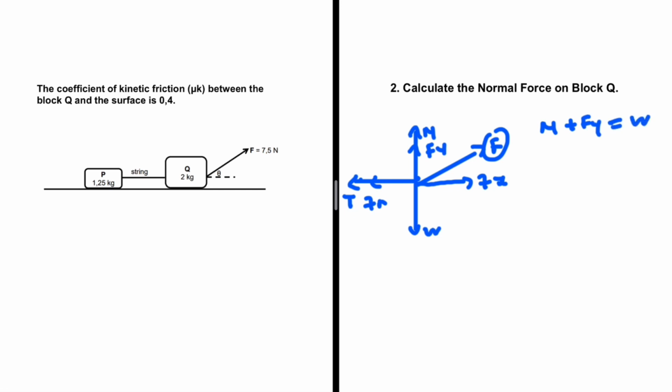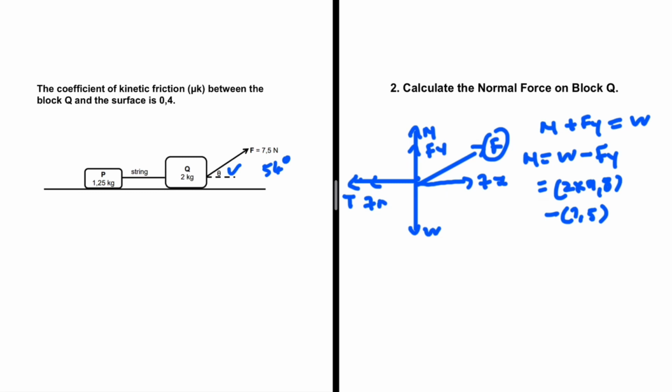So if you actually want to calculate the normal force, you would say that the normal force is equal to the weight minus the force applied. Well, the vertical component of the force applied. So in our case, we would have the normal force being equal to the weight. So that is 2 multiplied by 9.8 minus the y component of the force applied. The force applied is 7.5 newtons. So we have 7.5. In order to find the y component, we need this angle right here. Let's assume for our situation that it is 54 degrees.